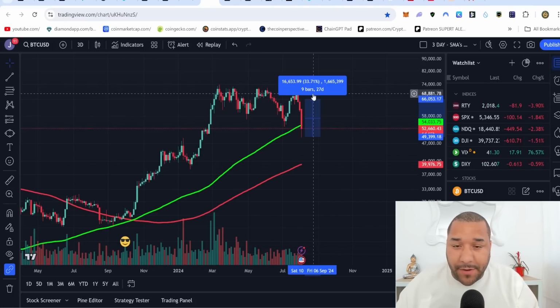So, again, not financial advice, if it was me, I don't think I'd be buying anything right now until I see what happens over the next week or two, at least the next week with the candles.